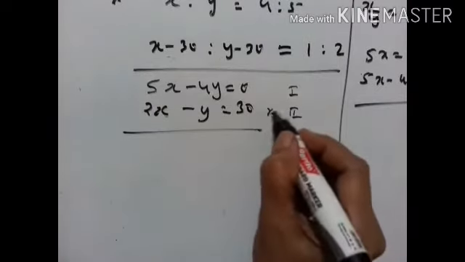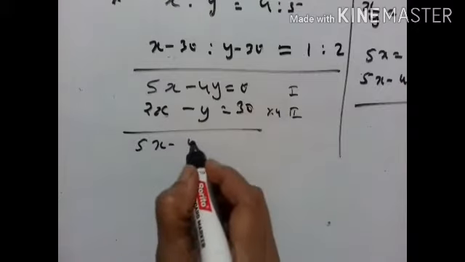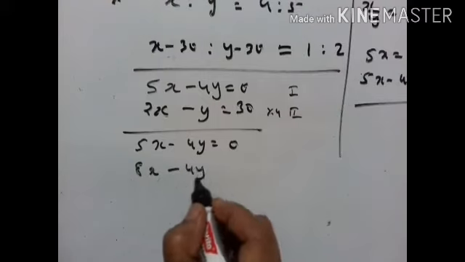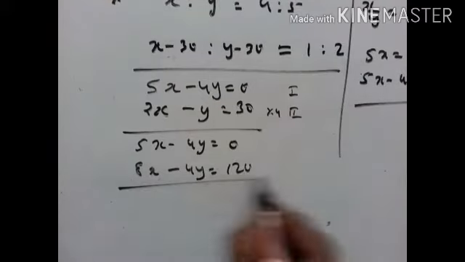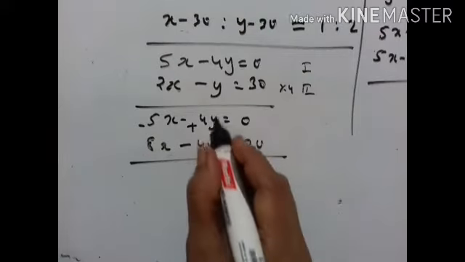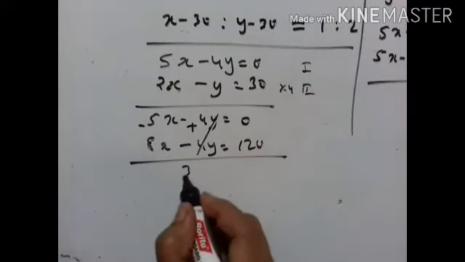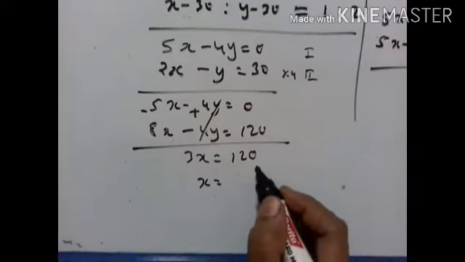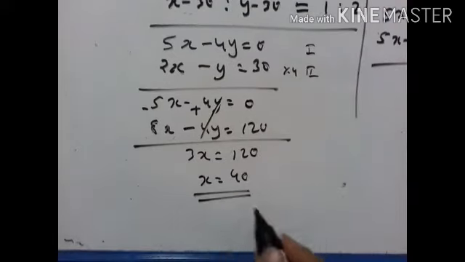Let us multiply this by 4. 5x minus 4y is equal to 0. 8x minus 4y is equal to 120. Let us change this. So this goes off. 8x minus 5x is equal to 3x. 3x is equal to 120. X is equal to 120 divided by 3, that is 40.